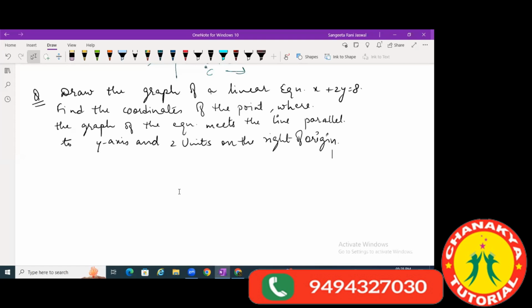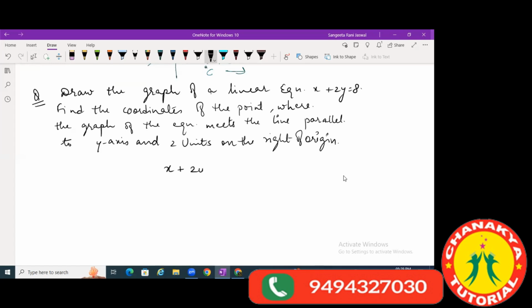Read the question first carefully. Draw the graph of the linear equation. So first you have to draw the graph of the linear equation. Take 2, 3 points and plot the graph of the equation. Find the coordinates of the point where the graph of the equation meets another line. Now there is another line which is intersecting this line. First make the graph of this line. Then I'll tell you what to do.